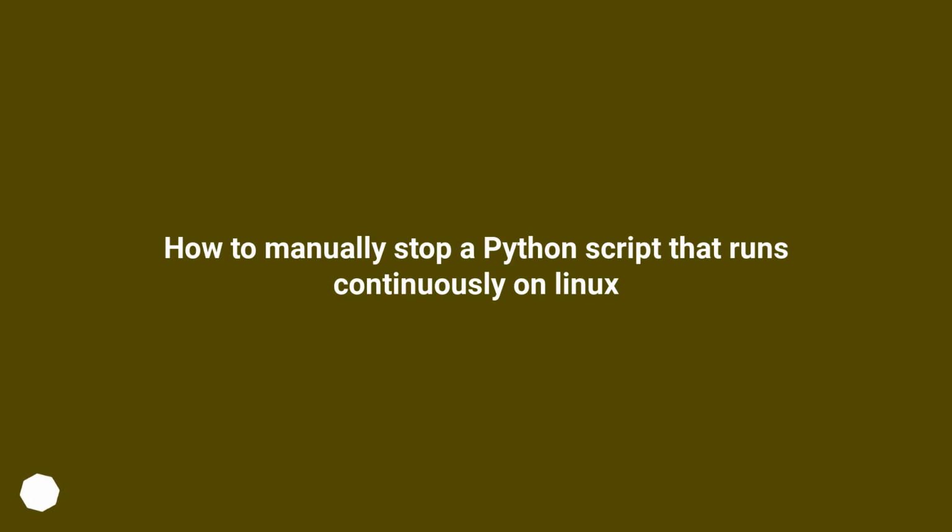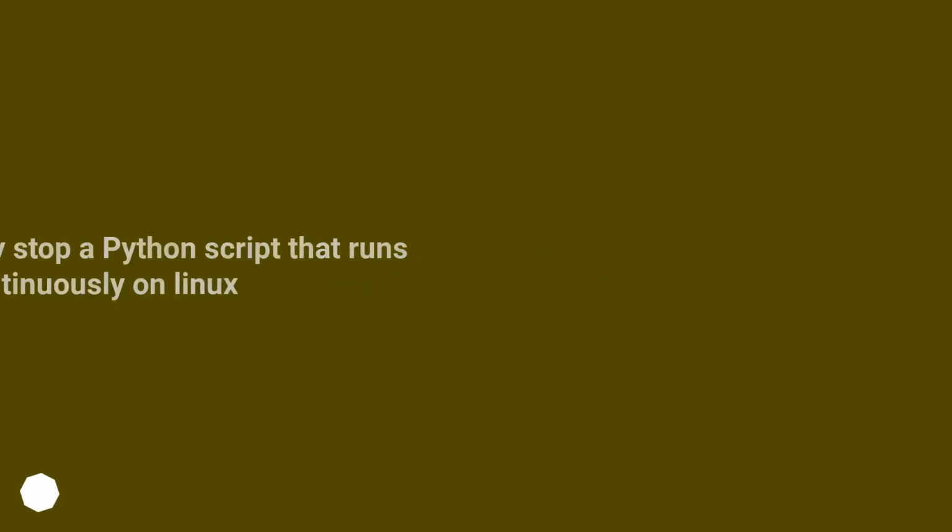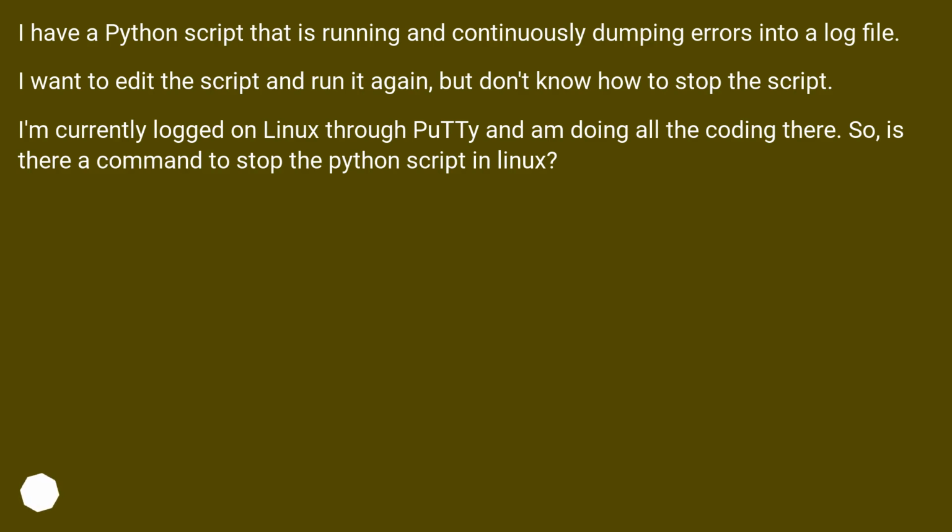How to manually stop a Python script that runs continuously on Linux. I have a Python script that is running and continuously dumping errors into a log file. I want to edit the script and run it again, but don't know how to stop the script. I'm currently logged on Linux through PuTTY and am doing all the coding there. So, is there a command to stop the Python script in Linux?